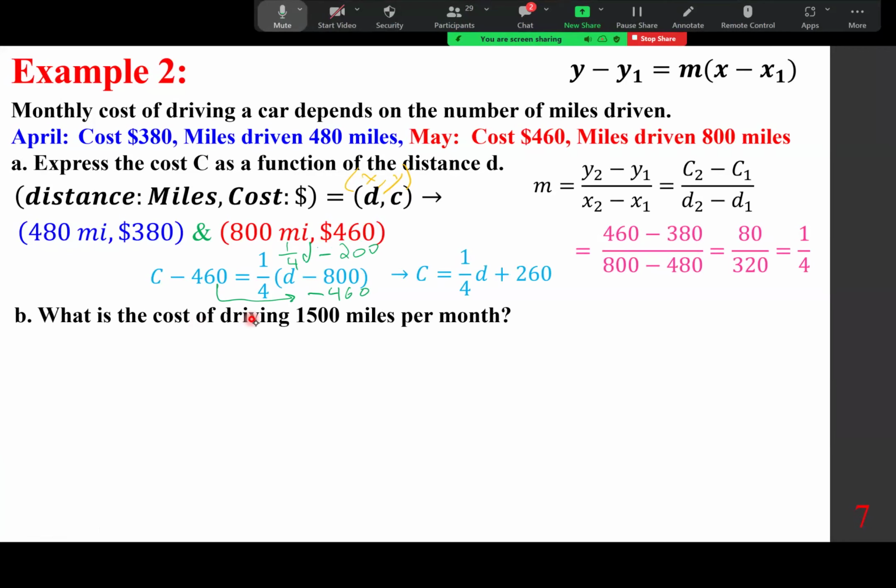What is the cost of driving 1,500 miles per month? So that means replace the D with 1,500. You divide this number by 4, or 1/4 times 1,500, and you add to it 260. You get $635.